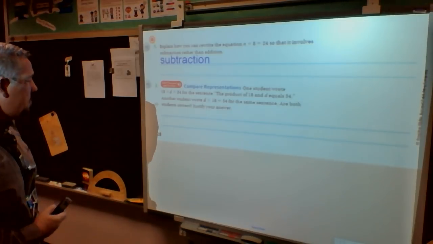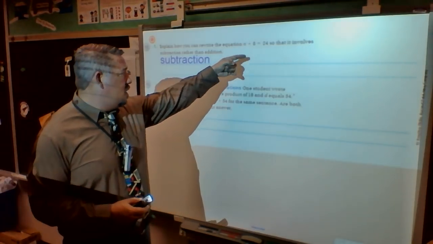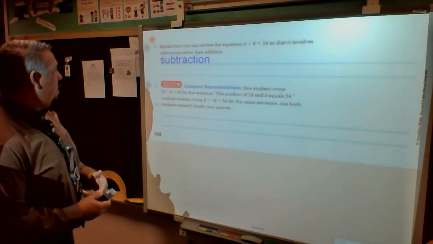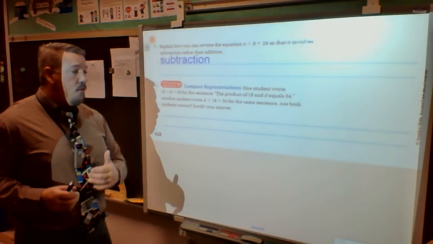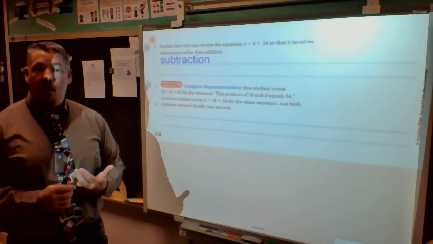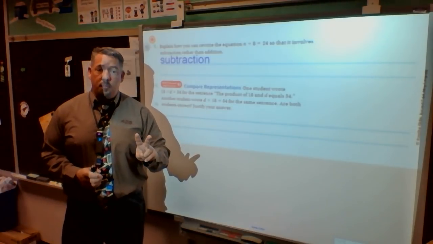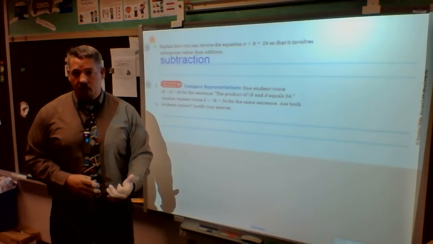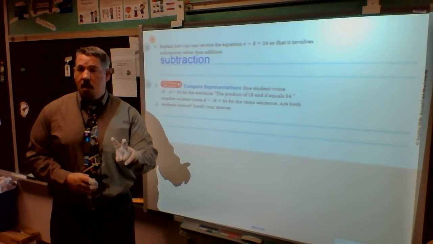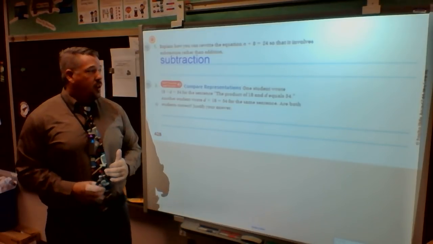Down at the bottom then we have these to look at. It says to explain how you can rewrite the equation of n plus 8 is equal to 24 so that it involves subtraction rather than addition. So that goes back to our first couple weeks of school when we talked about fact families. Fact families of addition and subtraction. I know I have 2 addition problems that go with 2 subtraction problems. Multiplication and division fact families mean I have 2 multiplication problems that go with 2 division problems. And it's just rearranging them in that order.